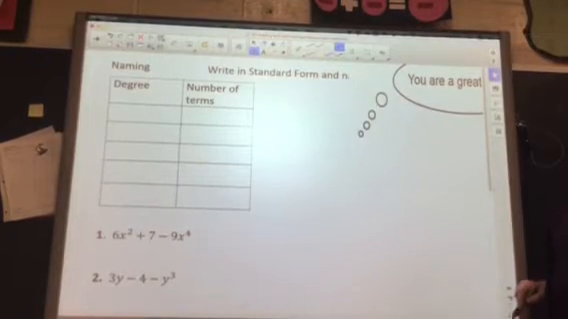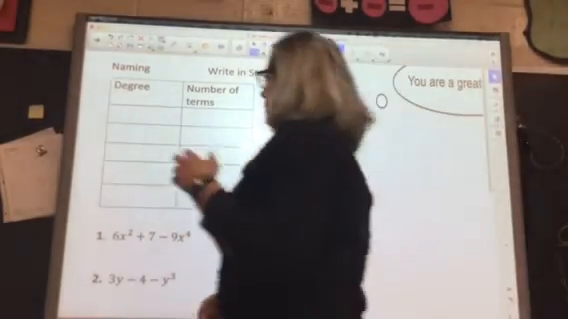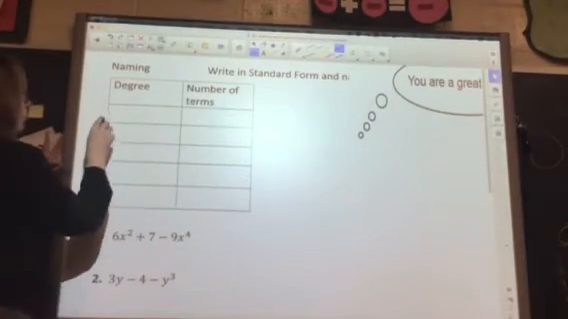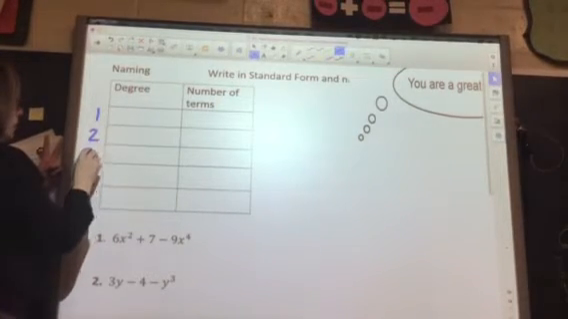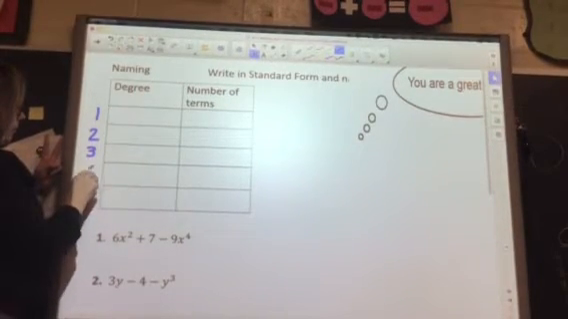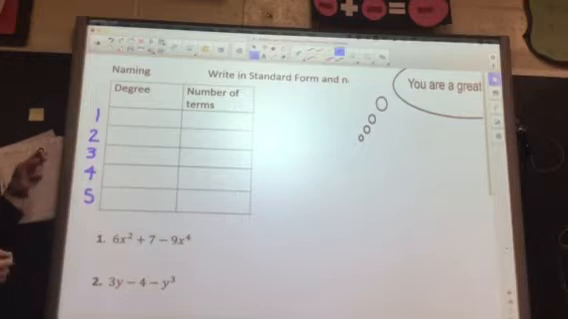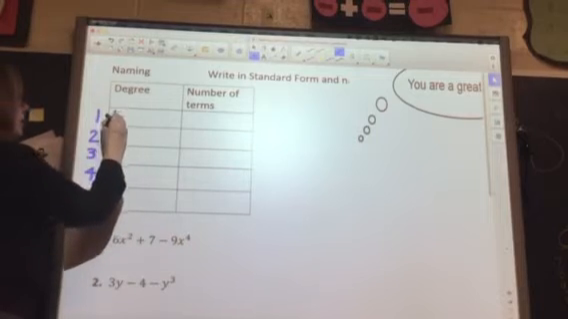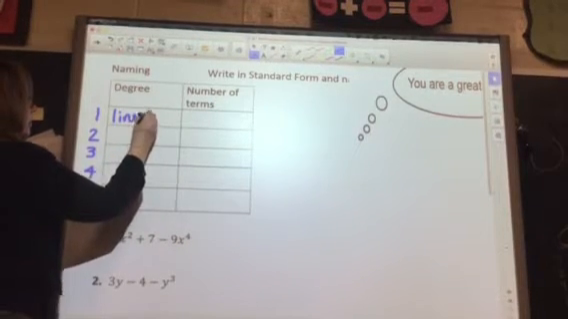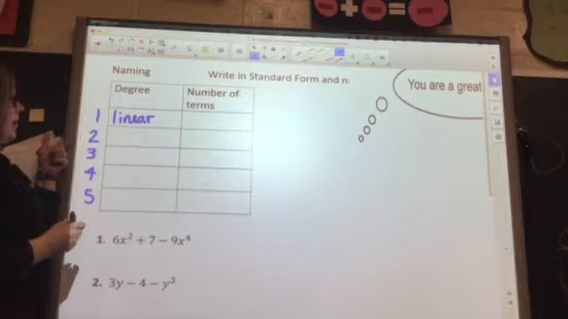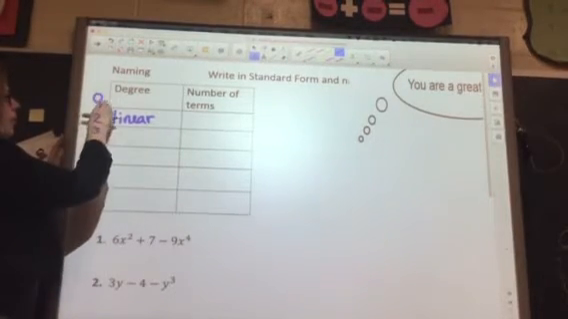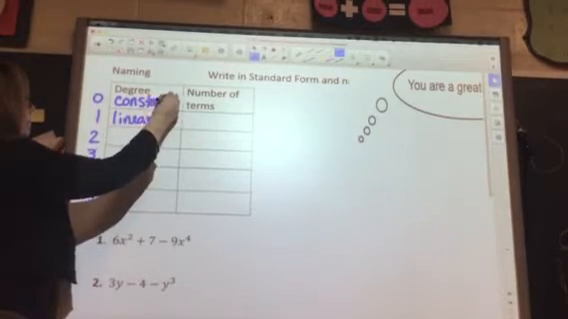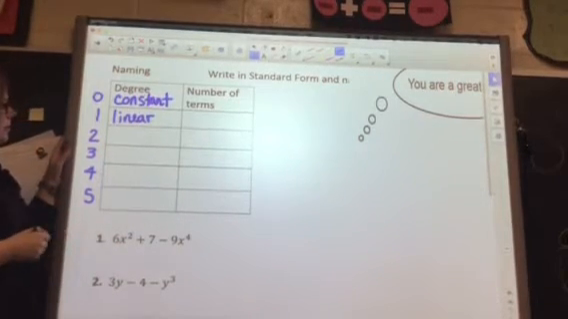Okay, so we name our polynomials 2 ways. We have to name them by the degree and the number of terms. So I'm just going to put 1, 2, 3, 4, 5 down the side here. So if something has 1 degree, it is just called linear. And actually we need to throw a 0 in here. Remember, what did I say with degree 0 is a constant? Okay. Degree 0 is a constant.